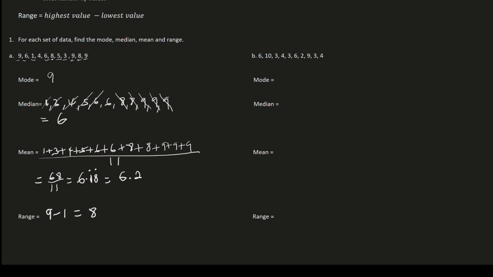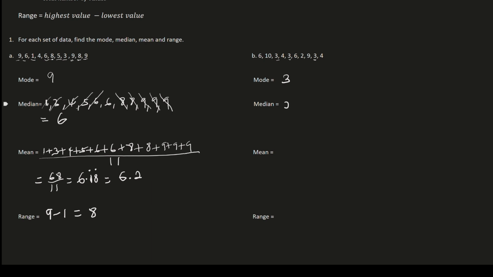Now moving on to B, what is our mode for this data? So if we notice one number occurs more, that's I think 3. So 3 occurs more. So my mode is 3. Then median, let's rearrange this.